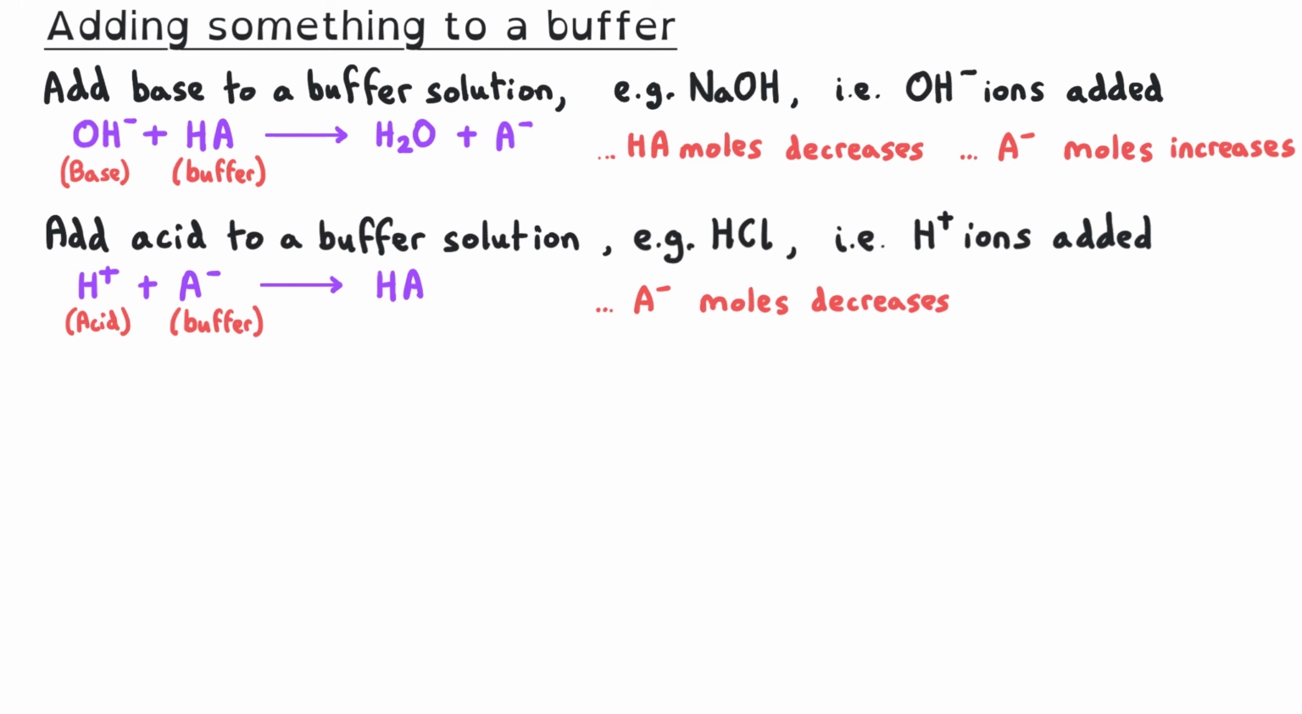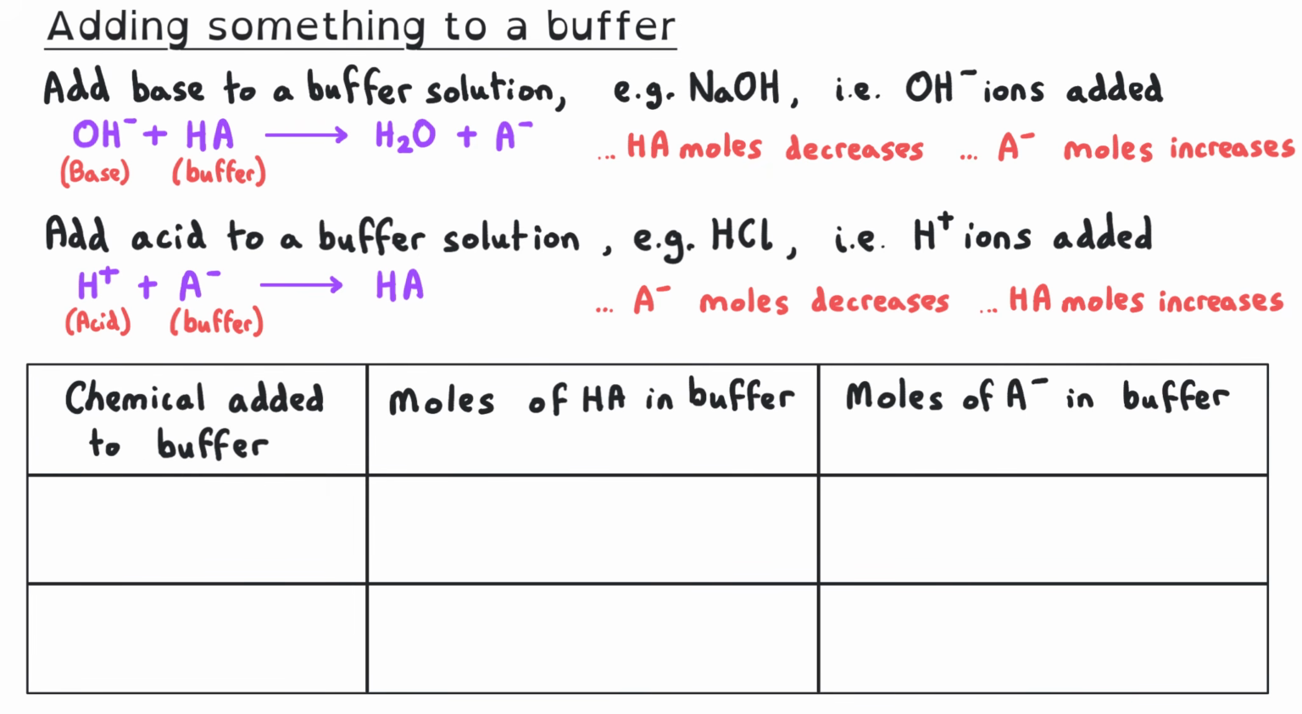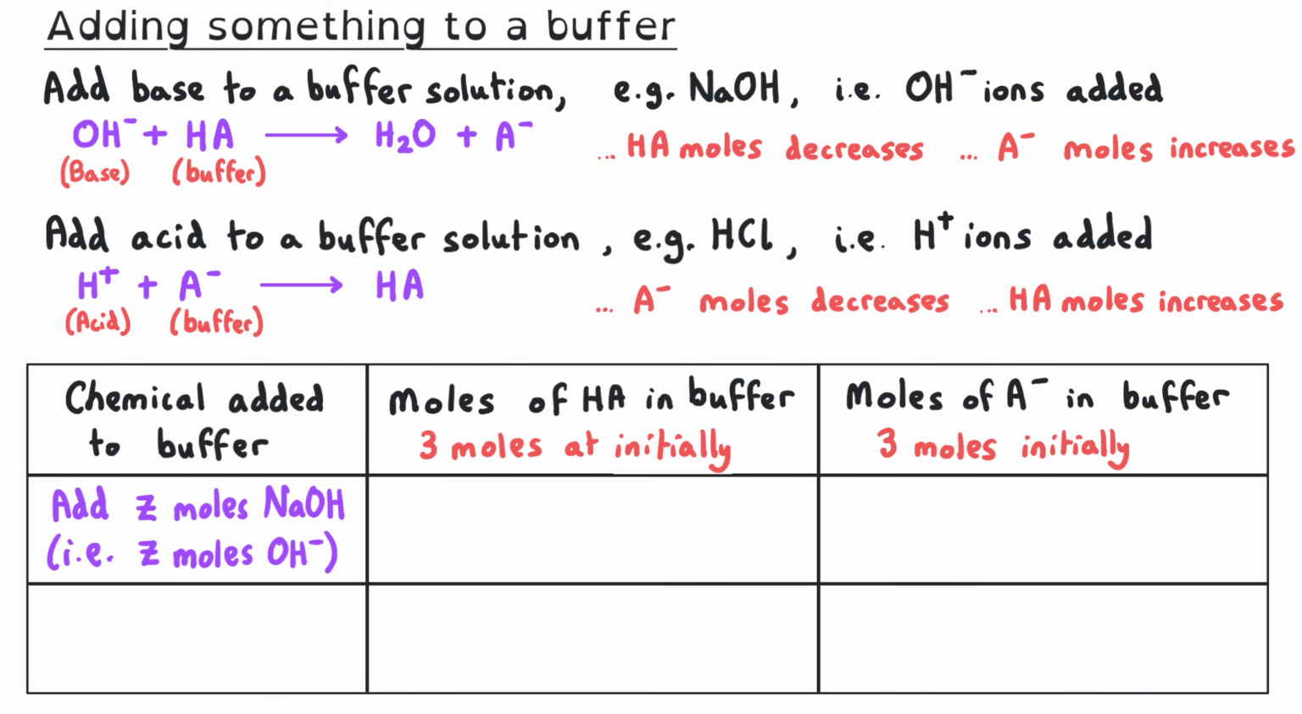So that means that the A- moles in the buffer will decrease and the HA moles in the buffer will increase. And so we can quantify this by looking at what is being added in more detail. So if we, for instance, started with 3 moles of weak acid in our buffer solution initially and 3 moles of our salt in the buffer initially, and then we added some sodium hydroxide to it, we add Z moles of sodium hydroxide, just to not use any particular number, we are effectively adding Z moles of hydroxide.